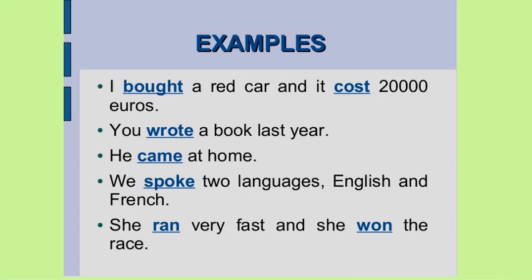Let's see some more examples using irregular verb forms. I bought a red car and it cost 20,000 euros. You wrote a book last year. He came home. We spoke 2 languages, English and French. She ran very fast and she won the race. Now in these examples, bought, cost, wrote, came, spoke, ran, won are examples of irregular verbs.